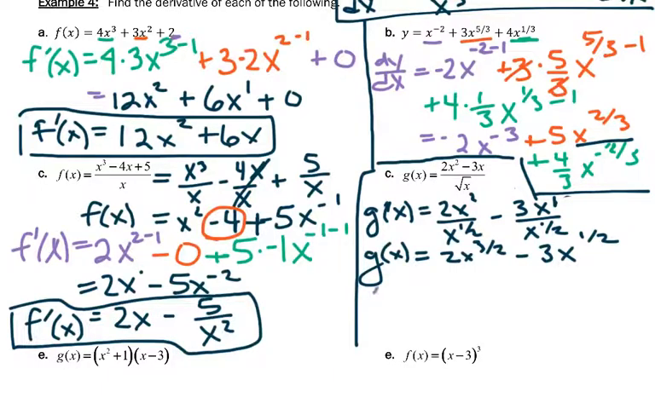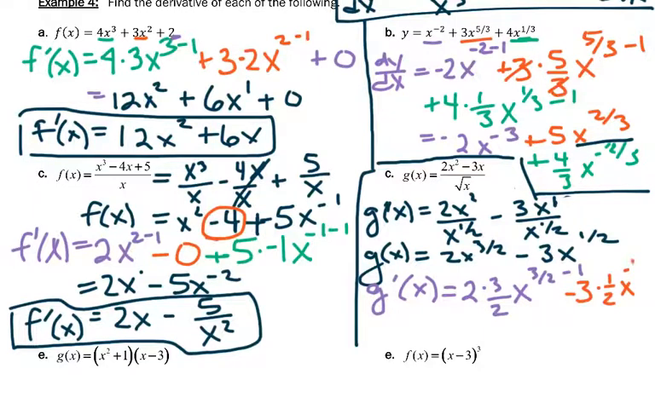Now we're ready to take the derivative. So g prime of x, I've got my 2 out front, bring down the exponent, which is 3 over 2, and then x to the 3 over 2 minus 1, minus 3, bring down the 1/2, x to the 1/2 minus 1. A 1/2 minus 1 is a negative 1/2. Okay, so going back to simplify, the 2 and the 2 will cancel, leaving me with 3x to the 1/2 minus 3 over 2 x to the negative 1/2.